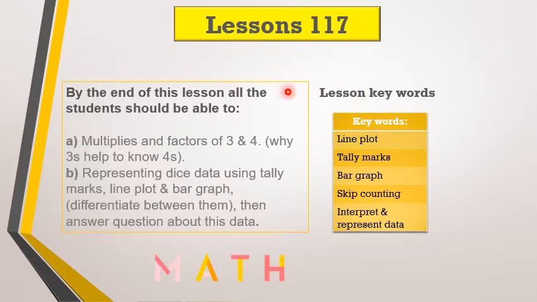Before we start our lesson, you have to know that at the end of the lesson you should know the multiplication facts of 4 and 3, and how to represent the data on line plots, bar graphs, and tally marks in all different ways, and how to answer the questions about them. The key words in this lesson are line plot, tally marks, bar graphs, skip counting, interpret, and representing data.